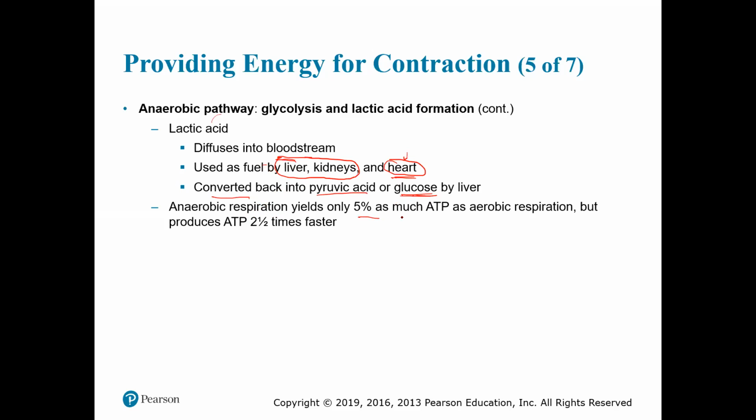So anaerobic produces 5% as much ATP as aerobic respiration, right? But it produces it faster. You don't have to know that.